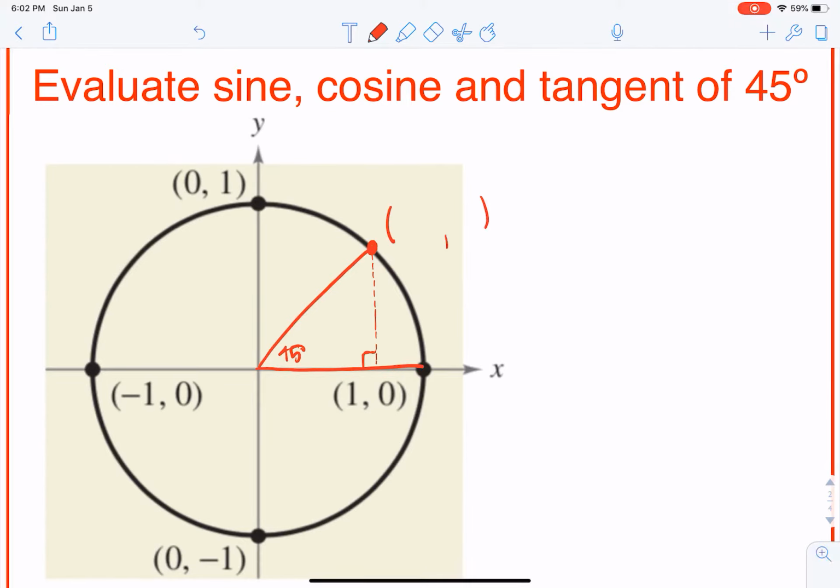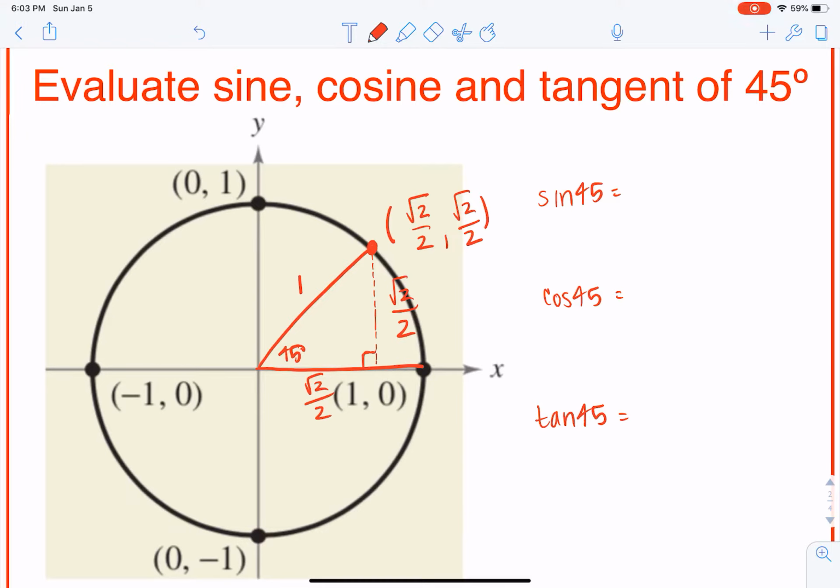Based on our unit circle, I know that this is the square root of 2 over 2 and the square root of 2 over 2, and that my hypotenuse is 1. So here's my square root of 2 over 2, square root of 2 over 2, and my hypotenuse is 1 there. So this says evaluate sine, cosine, and tangent of 45 degrees. So sine of 45, cosine of 45, and tangent of 45.